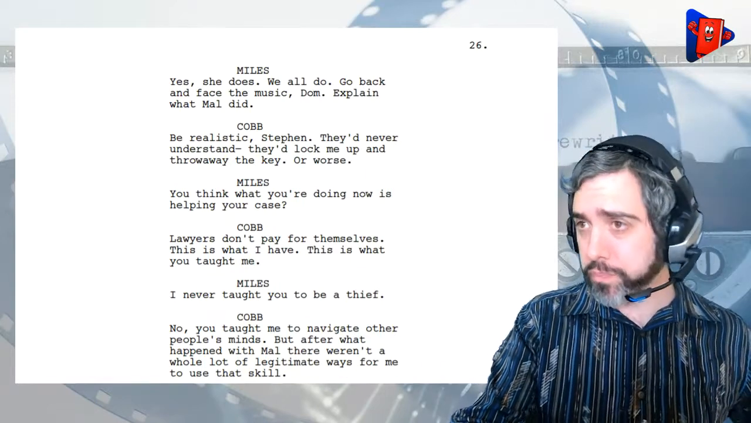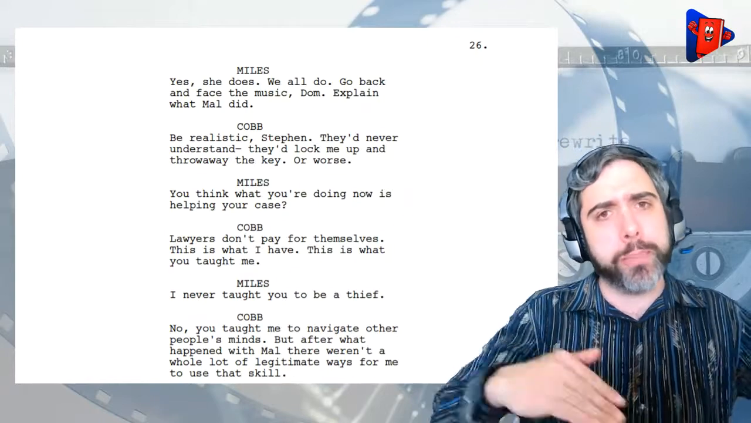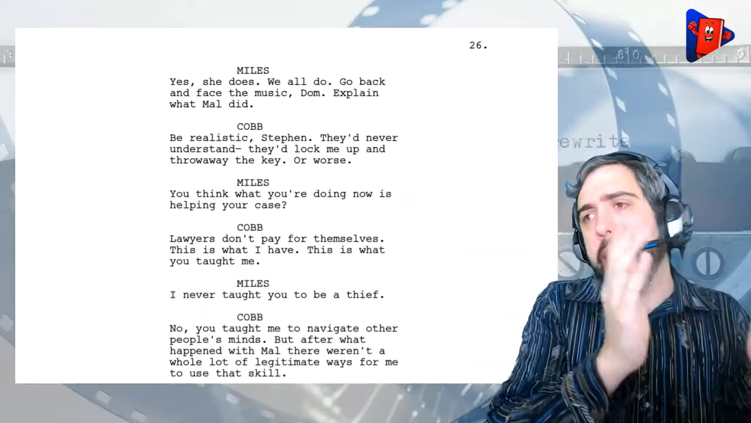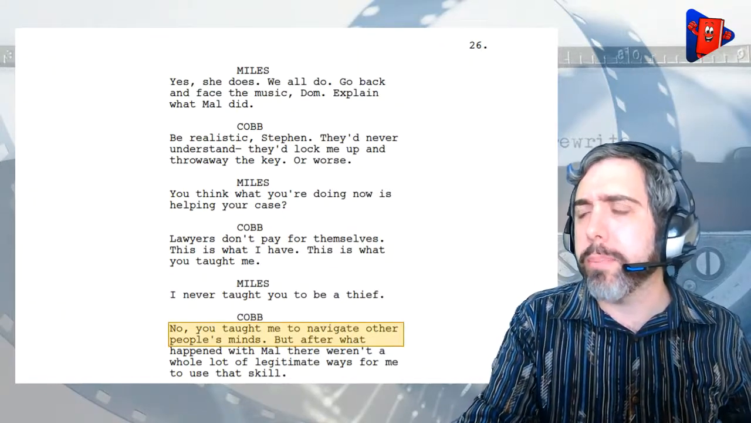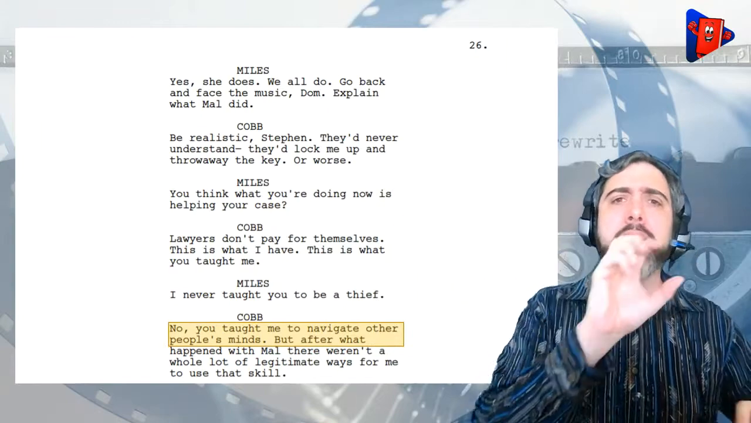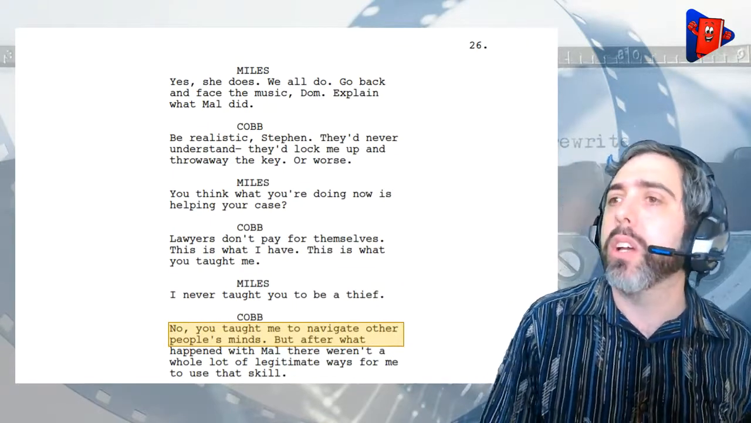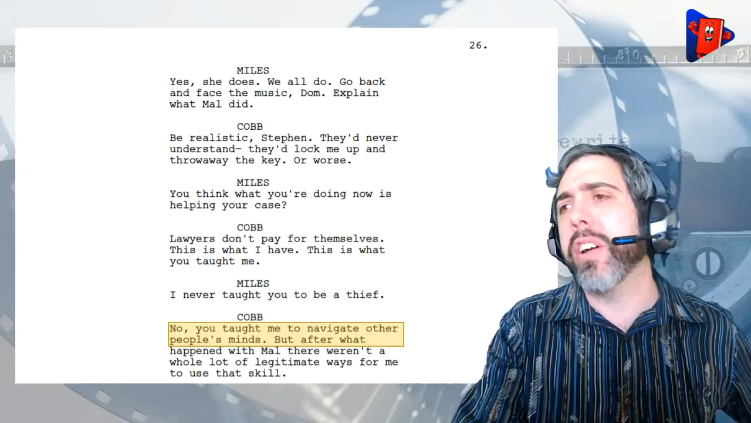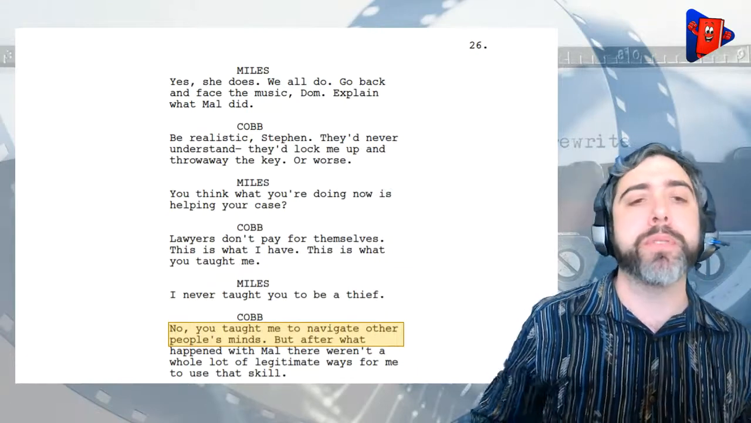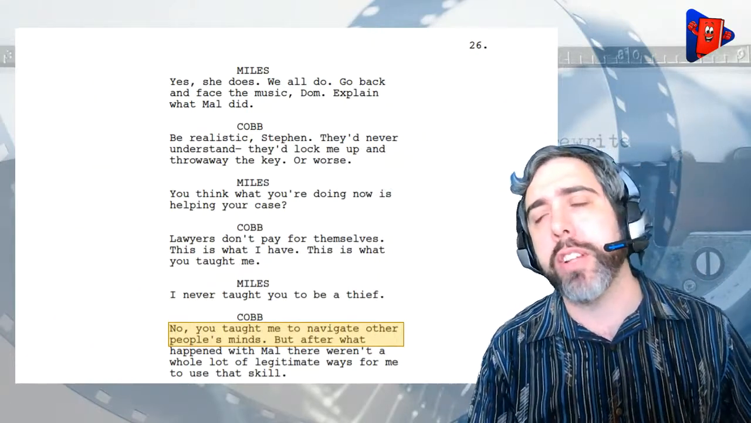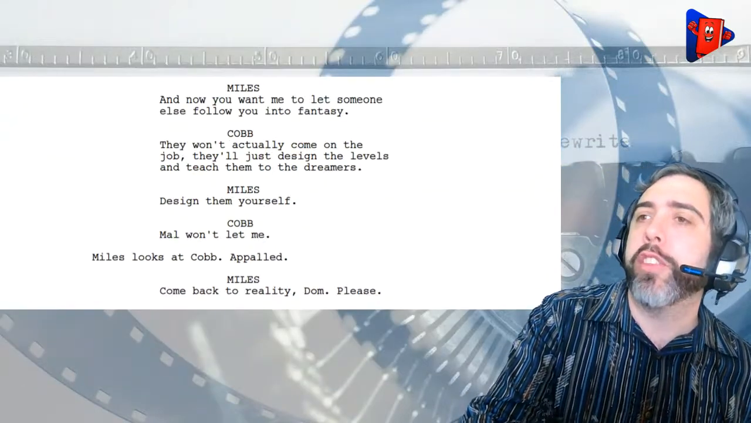All right, so he gets his conversation with Miles. Miles is a bit of the relationship character at front before it turns into Ariadne, and that's actually his cousin, I think, or something like that, related. Anyway, they're related, which is a good way of tossing off the relationship character role to somebody else. And here you get some exposition just brought in. "You taught me how to navigate other people's minds." So you figure out from this conversation that Miles was the one that kind of invented this whole thing, even though he says, "I never taught you to be a thief."